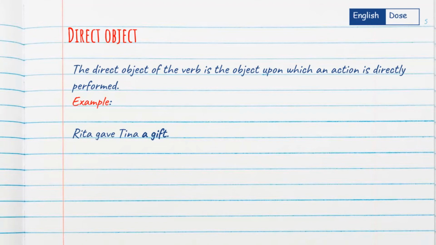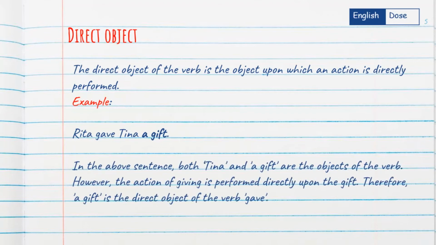We can find the direct object by using the WH word what. What did Rita give Tina? What would be the answer? A gift. A gift is the direct object of the sentence. In the above sentence, both Tina and a gift are the objects of the verb. However, the action of giving is performed directly upon the gift. Therefore, a gift is the direct object of the verb gave.